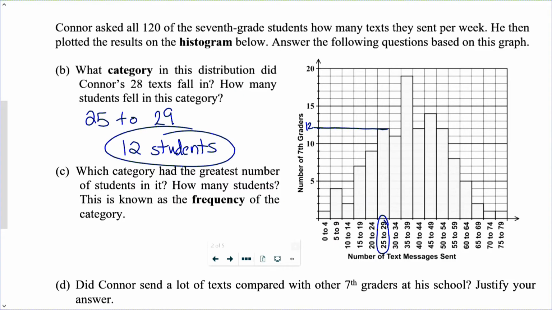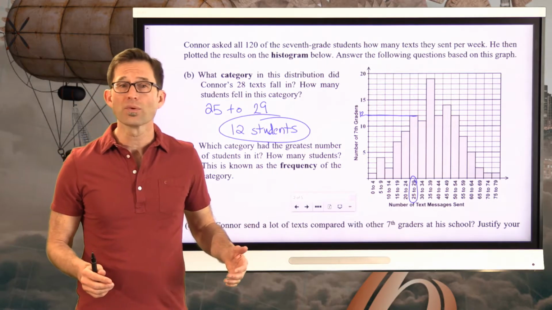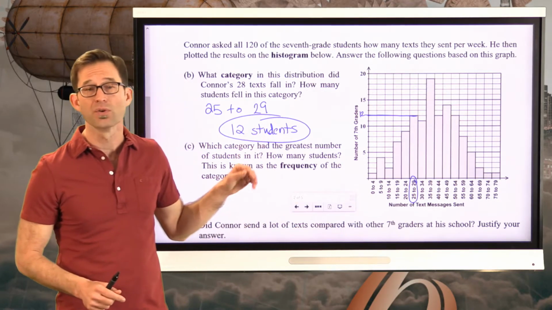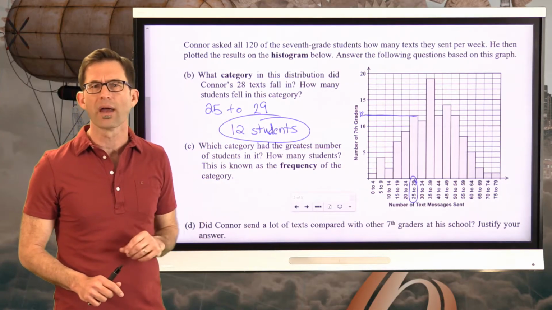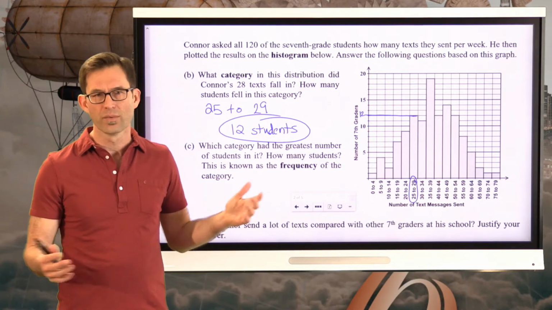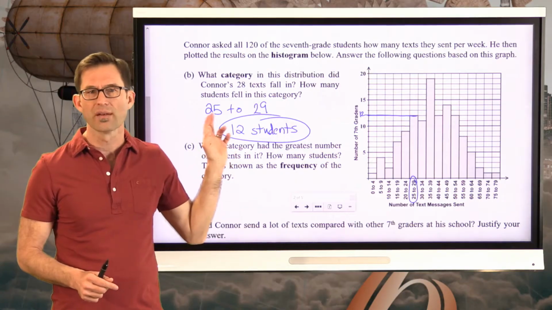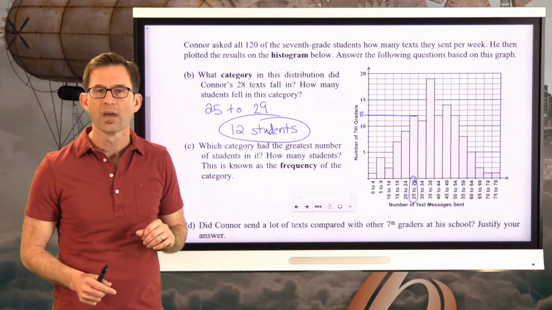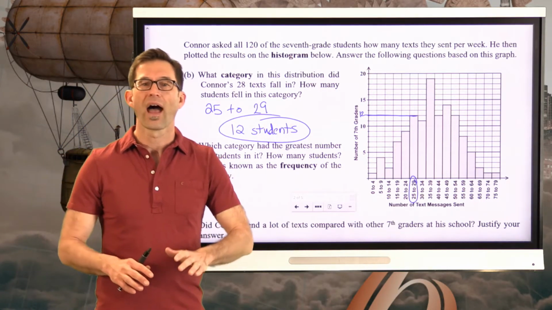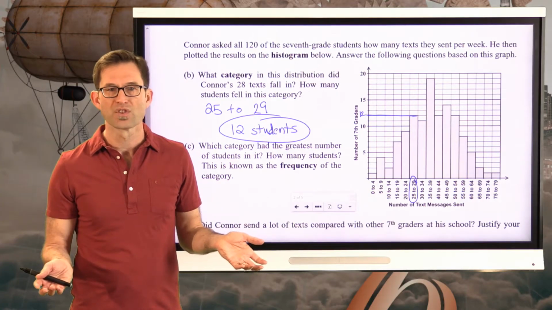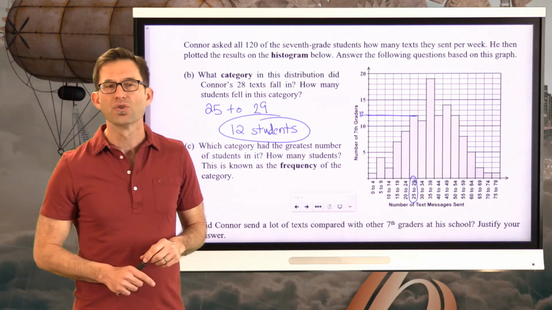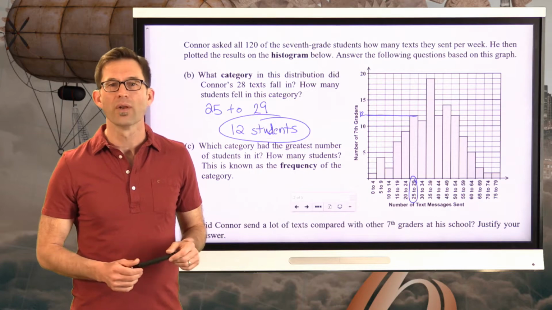All right, letter C. Which category had the greatest number of students in it? How many students? This is known as the frequency of the category. So which category was the most common? We know that 12 students sent roughly the same amount of texts that Connor did. We don't know for certain, but 12 students sent 25 to 29 texts. Which of the categories had the largest number of students in it, and how many students were in that category? Pause the video now.